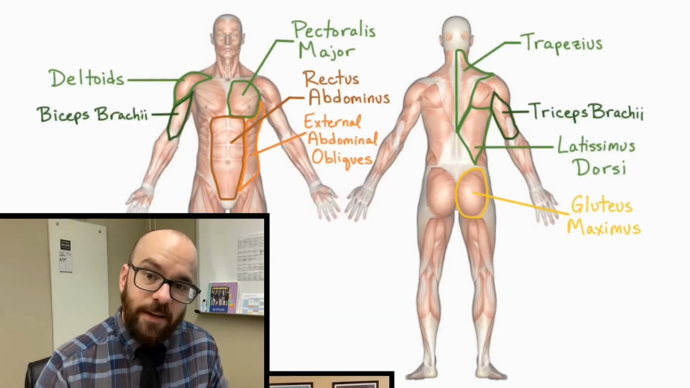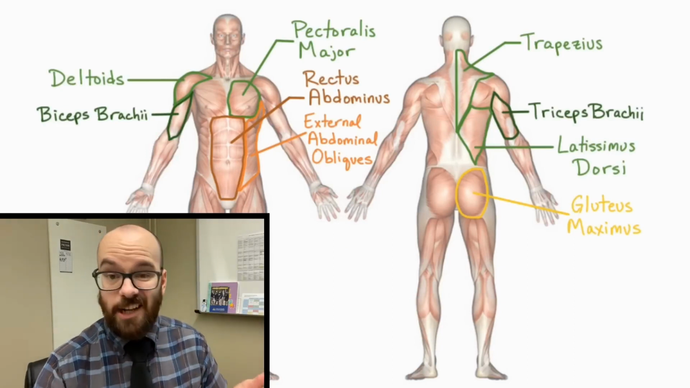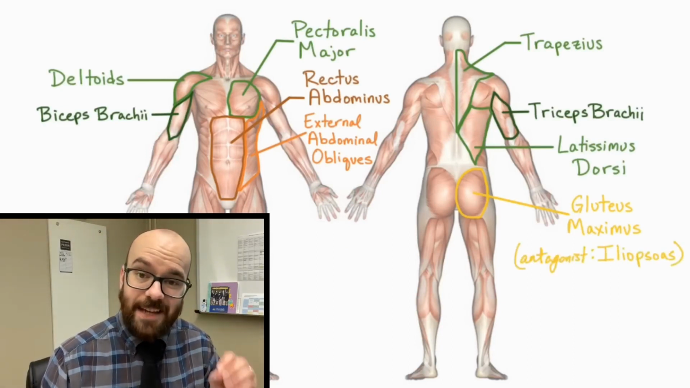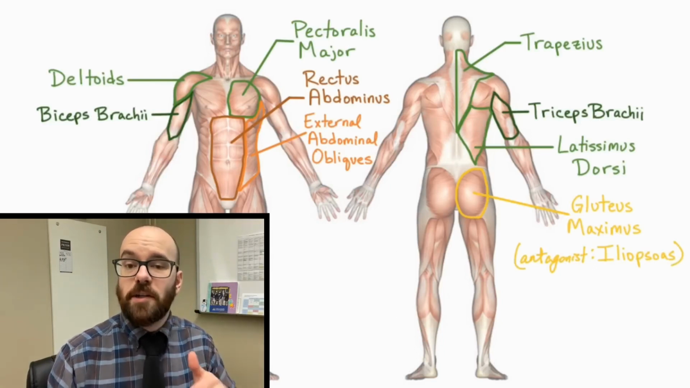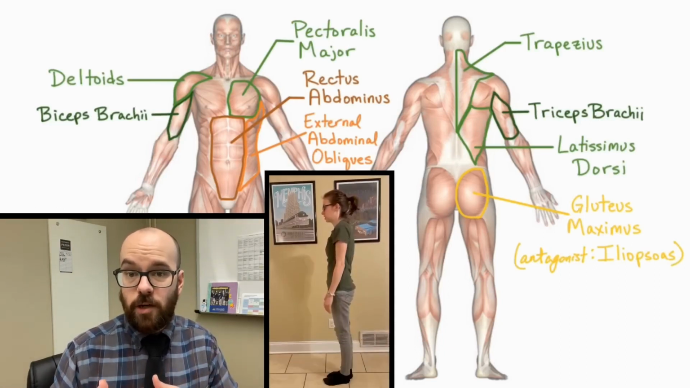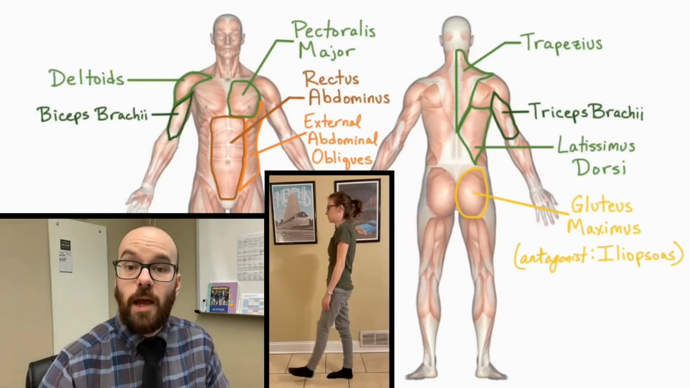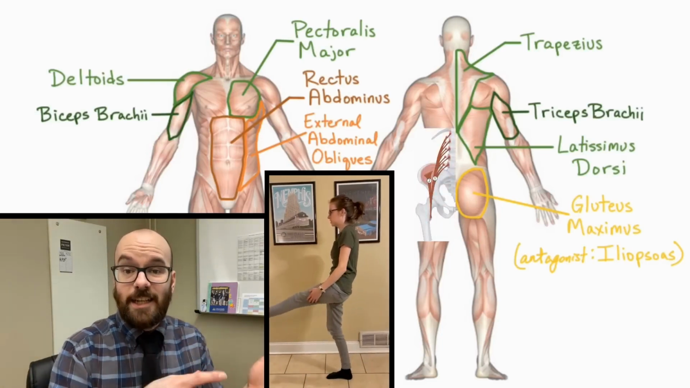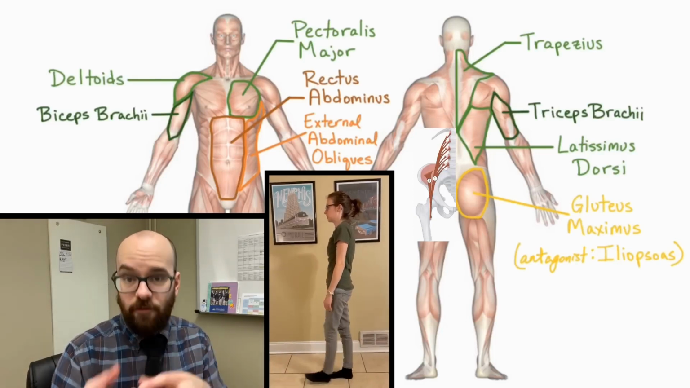Now, the antagonist of the gluteus maximus, we don't see in our diagram because it's an internal muscle. That muscle is called the iliopsoas. It's the antagonist of the gluteus maximus. Whereas the gluteus maximus extends the hip joint, this is going to flex the hip joint. And here's a picture of that muscle so you can see a little bit what it looks like. So gluteus maximus extends the hip joint, iliopsoas flexes the hip joint.